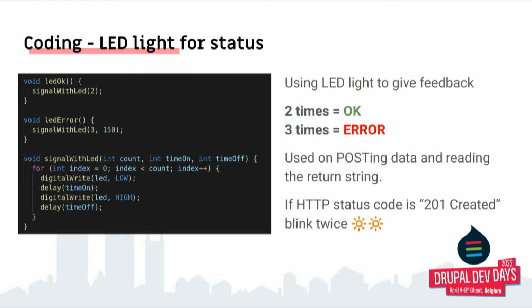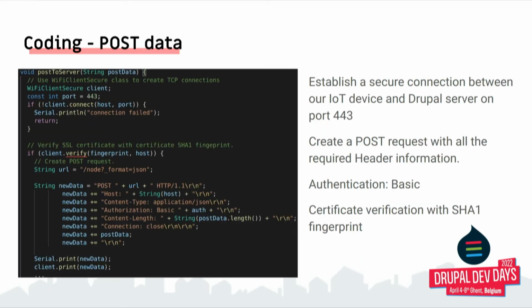So I used it in the post return. And in case we get 201 created from Drupal, it means that it created a new node for us, and it will blink twice. If that is all good, if we didn't get any errors. So the post data, straight from day one, I started using the SSL for secure connection on port 443.